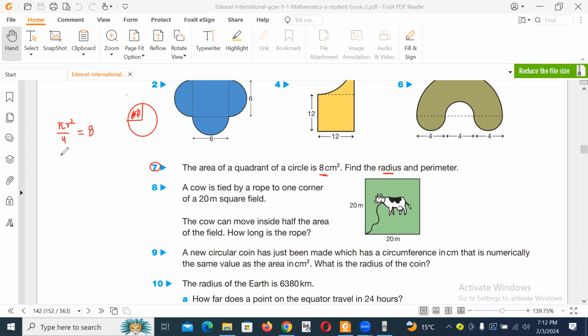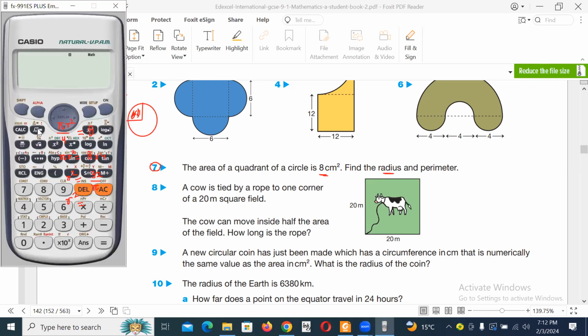So the next step, we can say that pi r squared is equal to 8 multiplied by 4, and r squared is equal to 8 multiplied by 4, 32, divided by pi. So r squared is equal to, we can check in the calculator as well. We have 32 divided by shift pi.